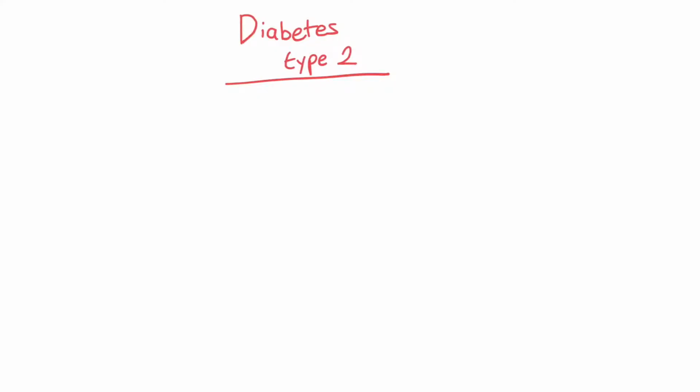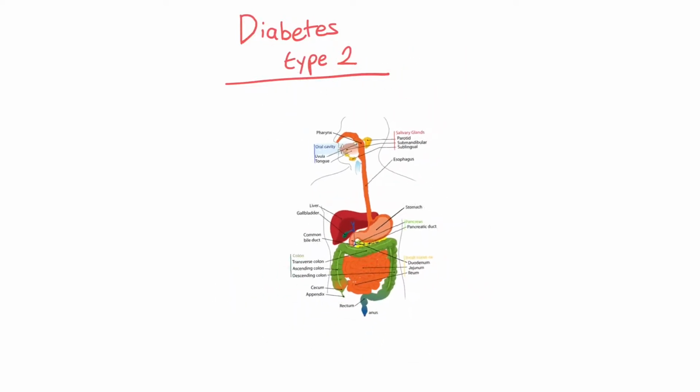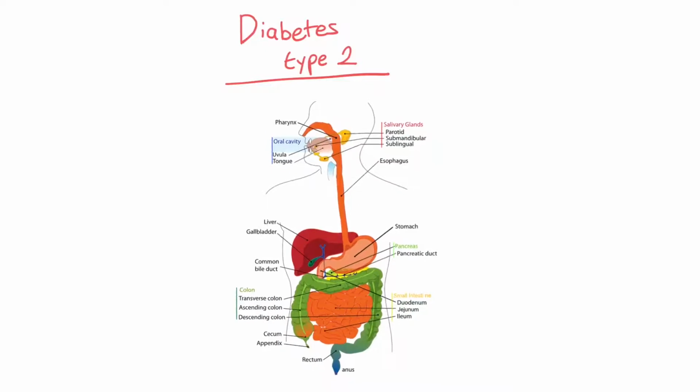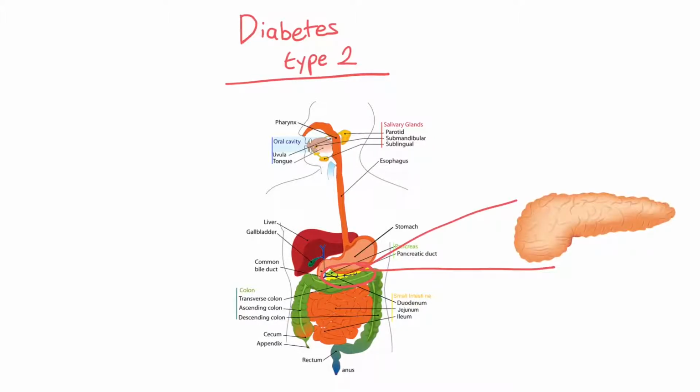In today's video, I'm going to talk about diabetes type 2. So let's pull out our usual demonstration: a human body, like an illustration of it. And the main organ we're going to focus on is the pancreas, which is just around here, below the stomach. And if we zoom in a little bit, this is the pancreas.